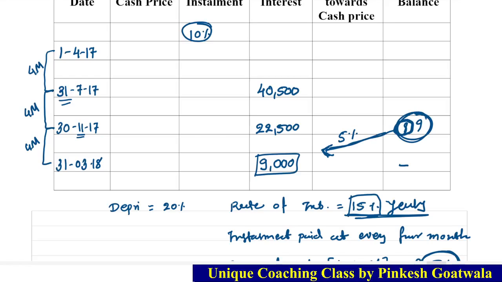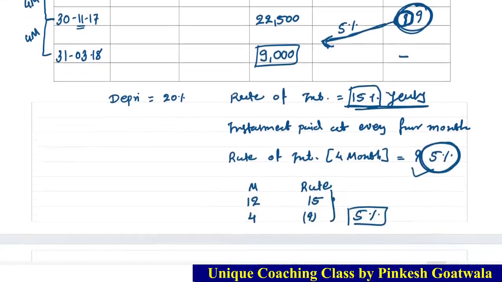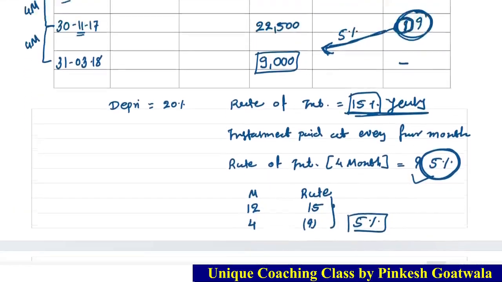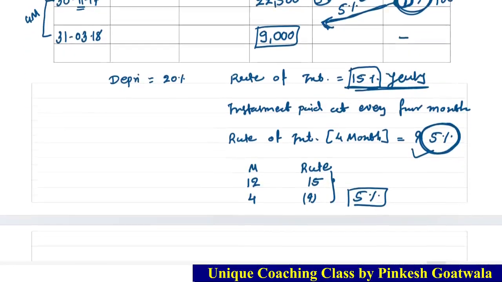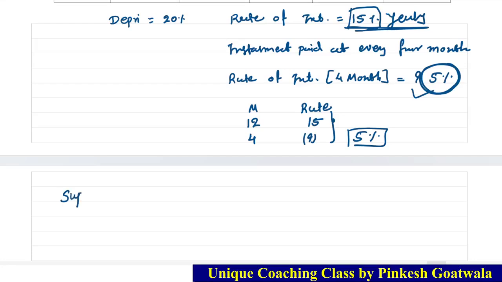So just suppose the balance is 100. Suppose the previous balance is 100. Then 5% of 100 gives how much interest? You will get 5 rupees. So just put this step: if the previous balance is 100, the interest is 5.